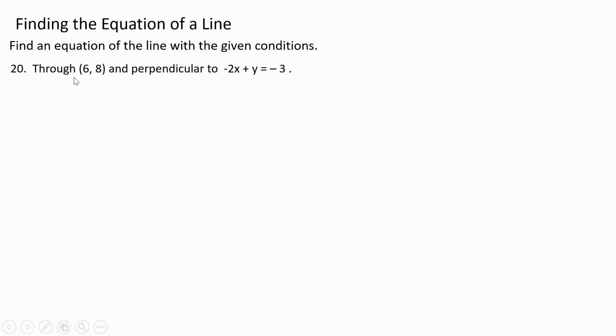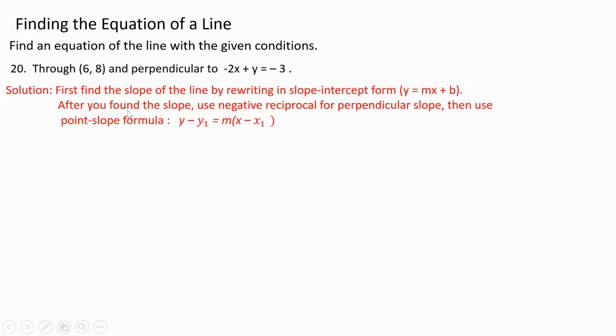So now number 20. Remember number 19, it was finding the line that was parallel. Now this is perpendicular. This requires a little bit more work, only one extra step. So solution. We want you to find the line that goes through the point (6,8) and is perpendicular to the line negative 2x plus y equals negative 3.